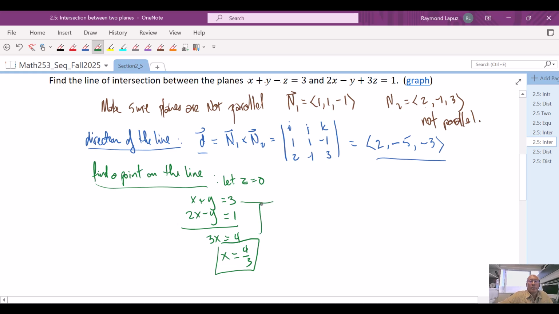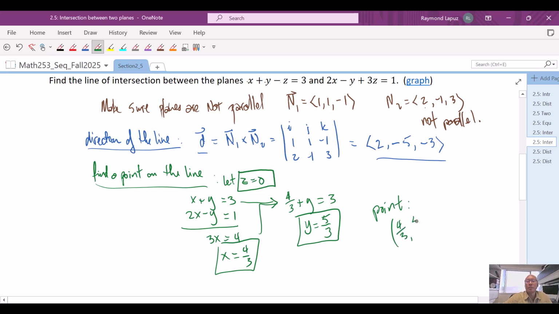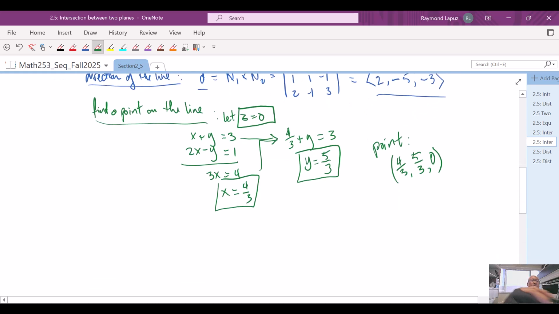We need to find our y value. So when x is equal to 4/3, and then we add y, we should get 3. So y is equal to 9 minus 4, 5, over the common denominator 3. So this is our x and y. And don't forget that we originally let z equal 0, so now we have our point. Our point is going to be 4/3, comma 5/3, comma 0. Okay, great. We have a point and a direction, and now we're practically done.